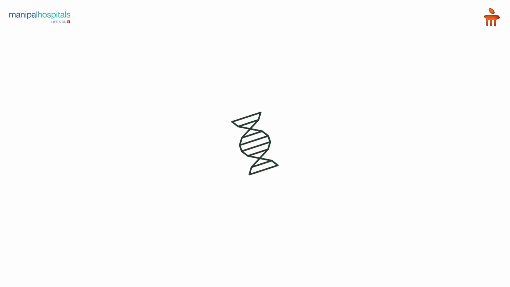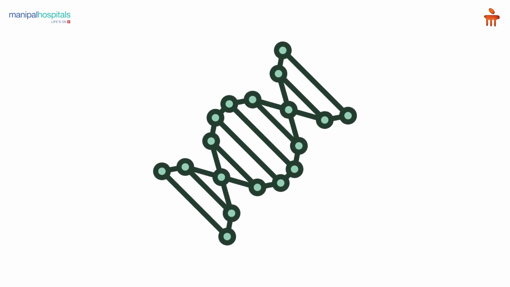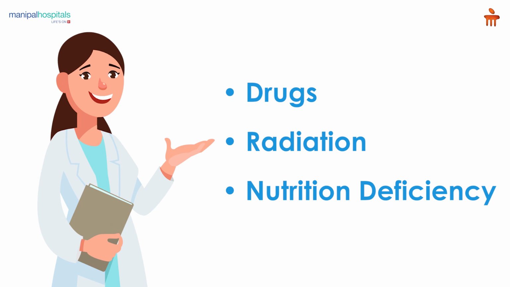Congenital hand defects or deformities can arise due to genetic mutations which can come within the family, which is hereditary mutations, or it can occur as a spontaneous mutation, or it can also be because of environmental factors like drugs, radiation, nutritional deficiency, etc.